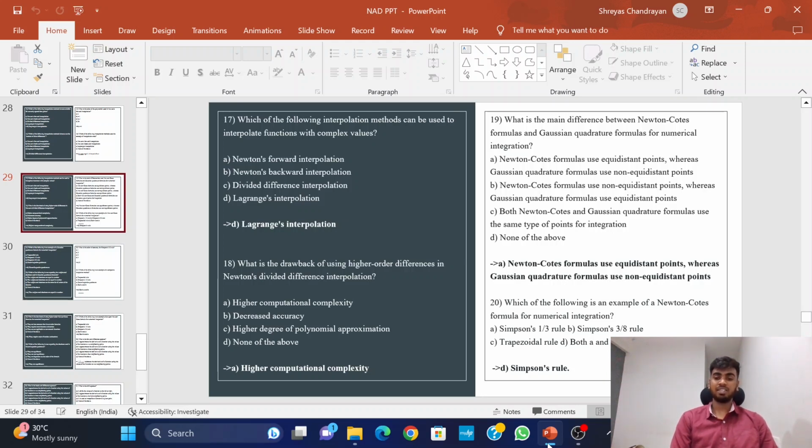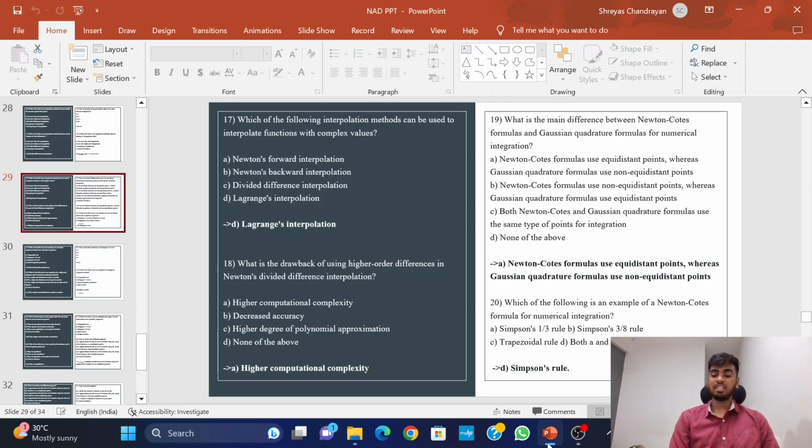Higher computational complexity. 19th question is what is the difference between Newton-Cotes formula and Gaussian quadrature formula for numerical integration? Options are: A. Newton-Cotes formula uses equidistant points whereas Gaussian quadrature formula uses non-equidistant points. B. Newton-Cotes formula uses non-equidistant points, whereas Gaussian quadrature formula uses equidistant points. C. Both Newton-Cotes and Gaussian quadrature formulas use the same types of points for integration. Answer is Newton-Cotes formula uses equidistant points, whereas Gaussian quadrature formula uses non-equidistant points.